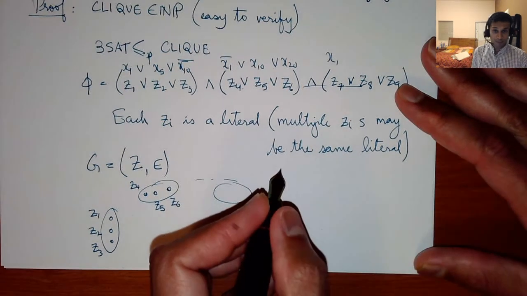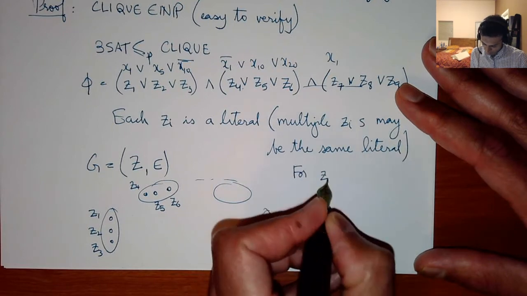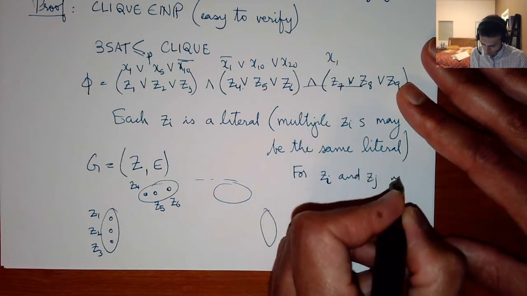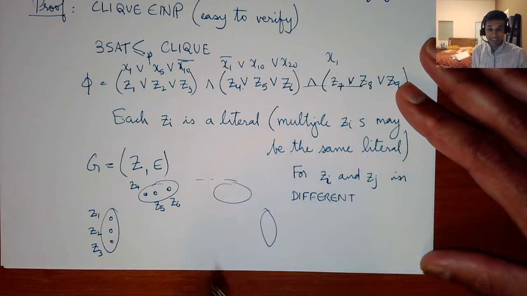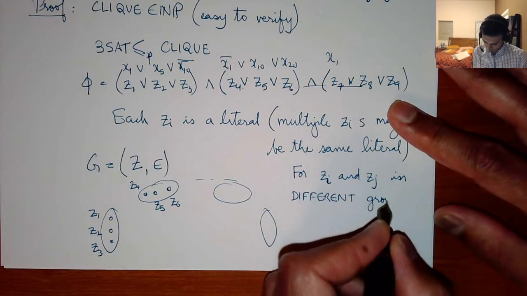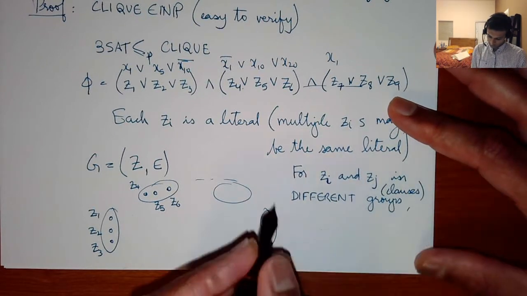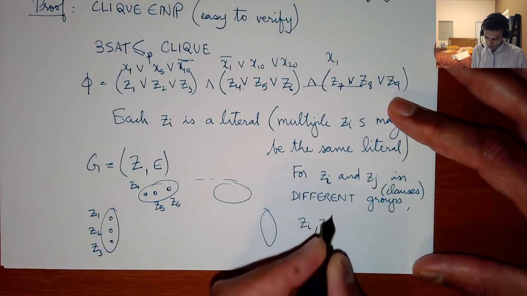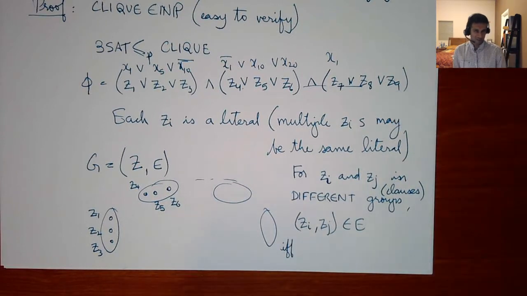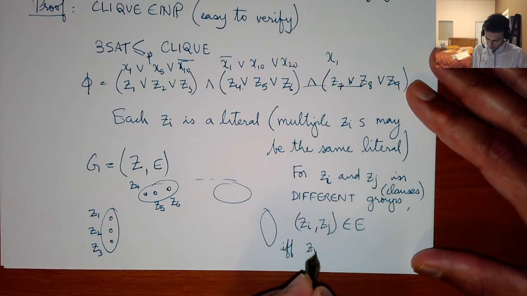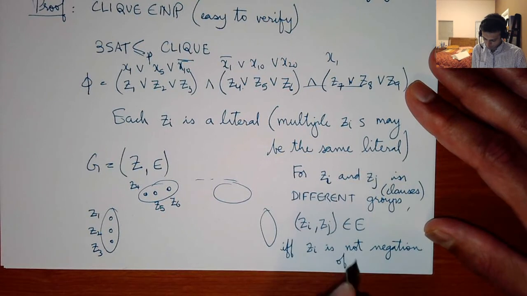Then, here's how I'm going to create edges. For zi and zj in different groups, and a group you can think of as just a clause, zi, zj is an edge if, and actually I'm defining this, so it's if zi is not the negation of zj.